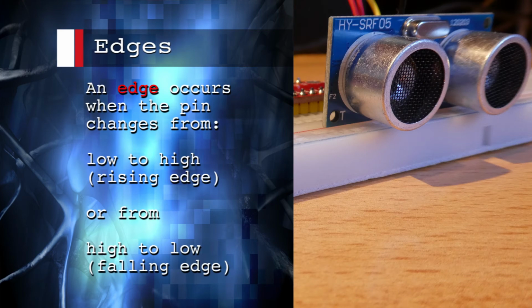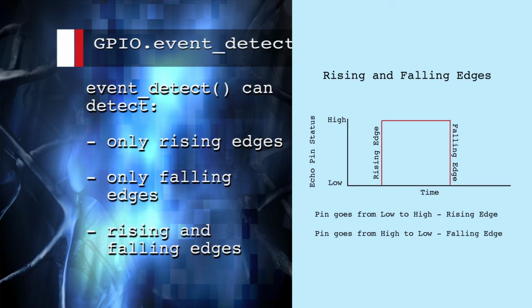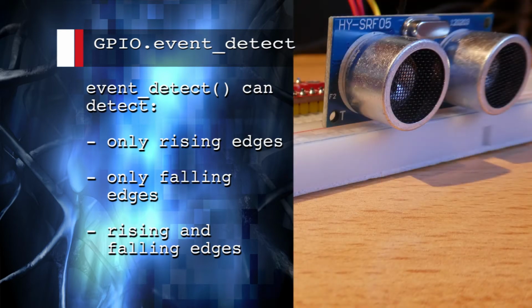An edge occurs when the signal goes from low to high, which is called a rising edge, or from high to low, which is called a falling edge. GPIO has a function called event detect, which can detect only rising edges, only falling edges, or both. In our case, we want both rising and falling edges to be detected, and you'll see that functionality show up when we get deeper into the program.